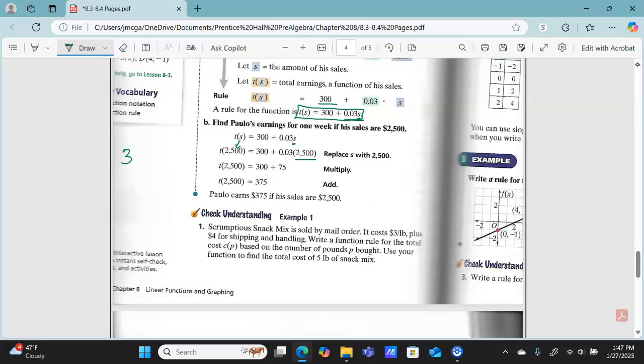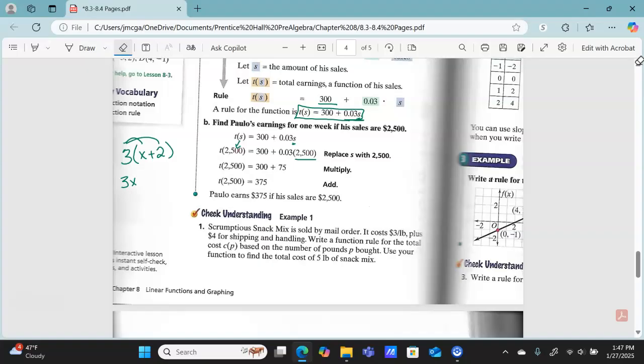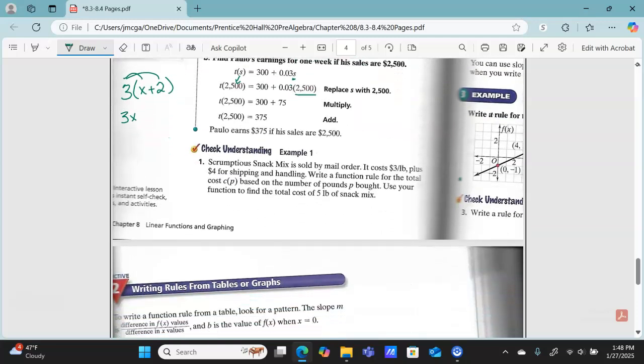That is why when we were learning this notation and we did the distributive property, we called 3 times X 3X. We did not call it this because later on when you use function notation, you don't want to confuse 3 times X with X of 3. So here, T of 2,500 is $375. So he earns $375 if he has 2,500 in sales.